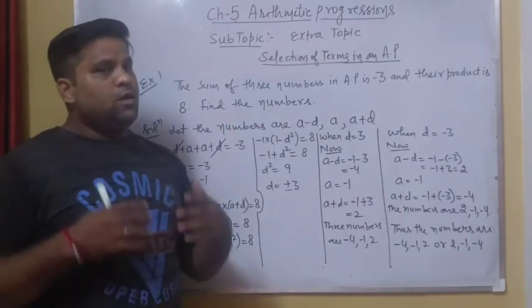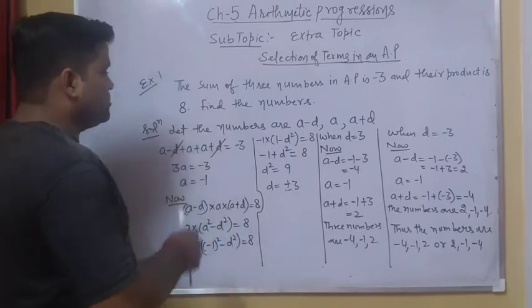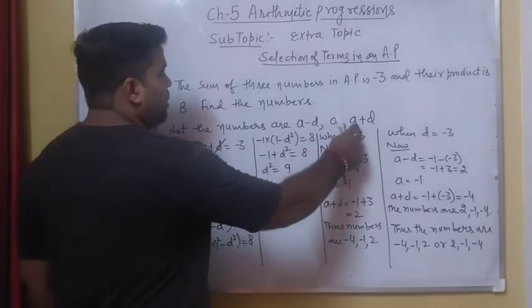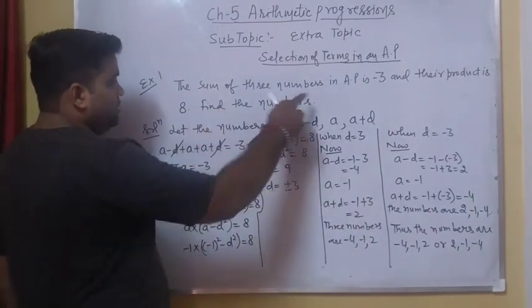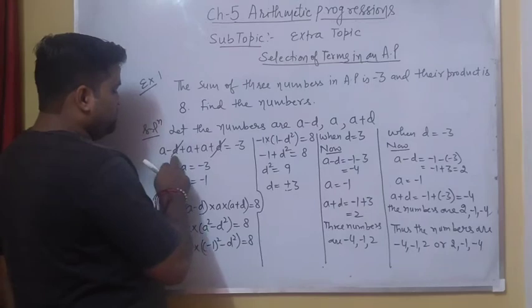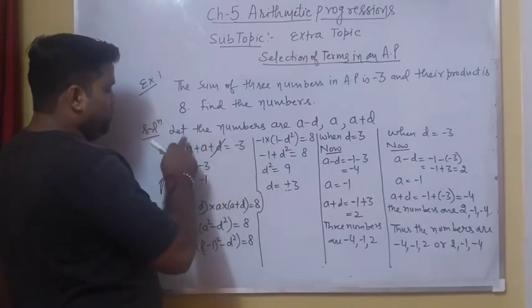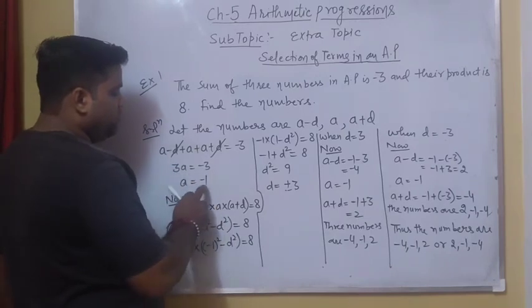Find the numbers. We don't know what these numbers are. So here let us come to the solution. Let the numbers be a minus d, a, and a plus d. So the sum of the three numbers is a minus d plus a plus a plus d equals minus 3. Here d and minus d cancel out, we are left with 3a equal to minus 3, and we get the value of a equal to minus 1.